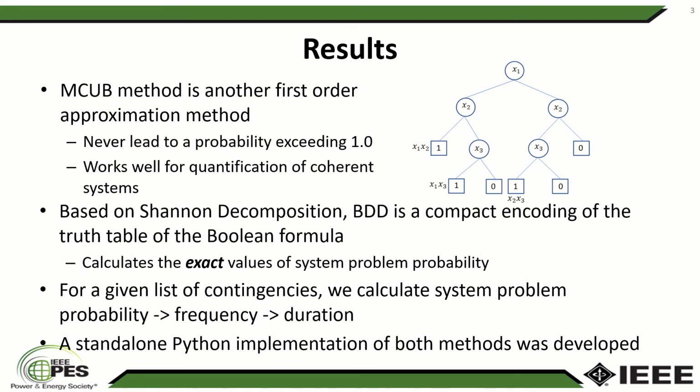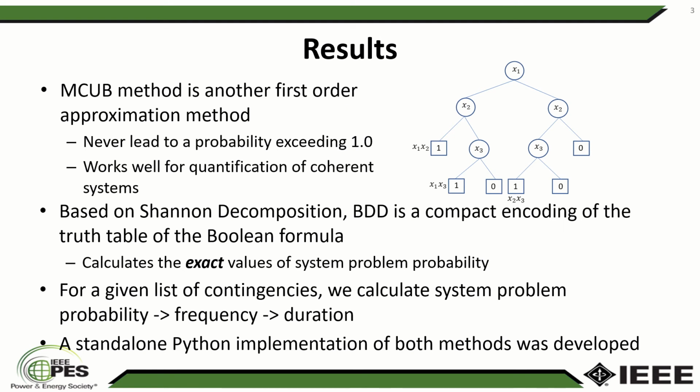The MCUB method is also a first-order approximation method. The benefit is it doesn't lead to probability larger than 1.0. So it also works well for coherent systems. That means in Boolean representation, we don't have a NOT gate, only AND or OR kind of logic expression. BDD is based on Shannon decomposition. It's a compact encoding of the truth table of a Boolean formula. So it is able to calculate the exact system probabilities.